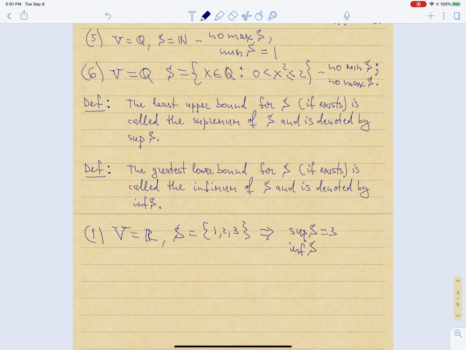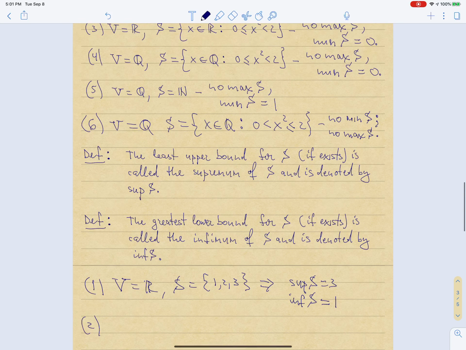And then the greatest lower bound: here any number less than or equal to 1 is a lower bound. And in fact, anything above 1 cannot be a lower bound because it's not a number less than 1. So then the infimum of S must be 1.